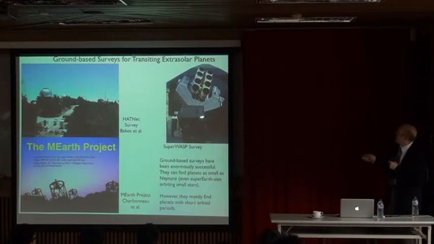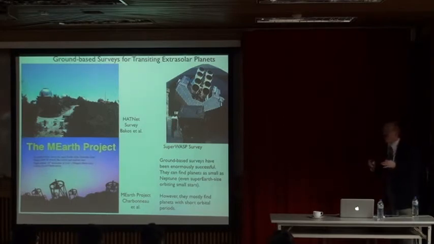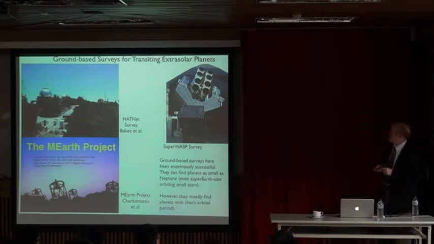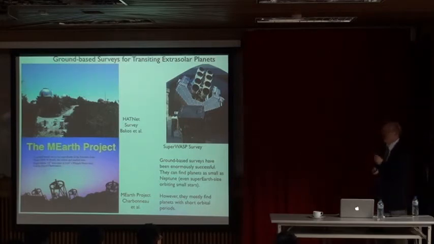Here's something called the Super WASP survey, which is based in the UK, and the MERF project. All of these are networks of small telescopes on the ground, distributed at various sites around the world, looking for planets. And these were all inspired by the discovery of HD 209458b, that you could measure these 1% dips in light of typical stars and be able to discover planets.